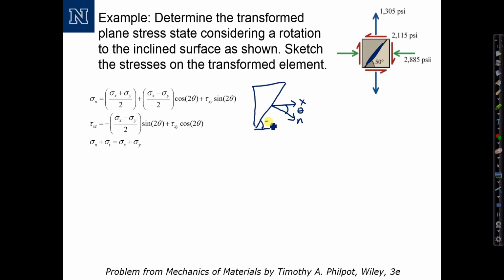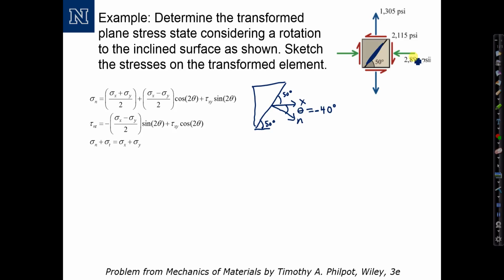According to the geometry, this angle right here is 50 degrees. That means this angle up here would be 50 degrees. And the n forms a 90-degree angle with the inclined surface, so theta must be equal to 90 minus 50, or 40 degrees. However, we note that our sign convention says that a rotation in the clockwise direction is negative, so the rotation angle that we want to consider relative to our transformation equations is negative 40 degrees.